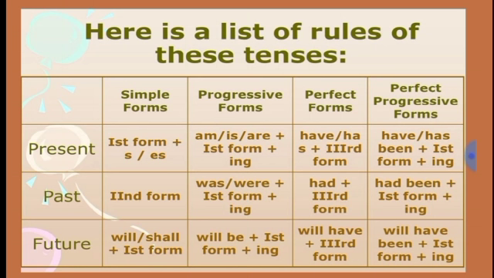Okay, so the sentence will be I will have gone to the market, or they will have gone to the market. Okay, now we will go to the last type, that is the perfect progressive form.